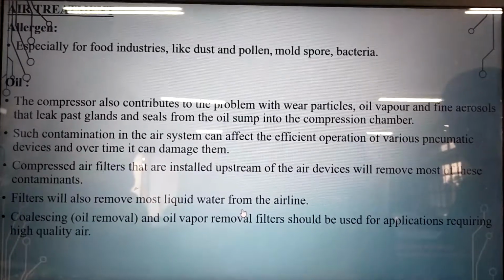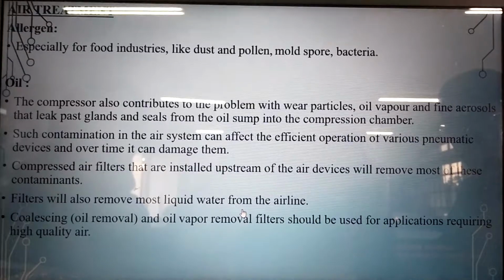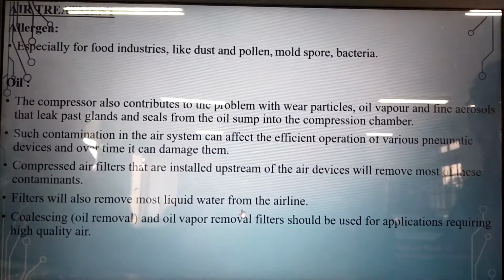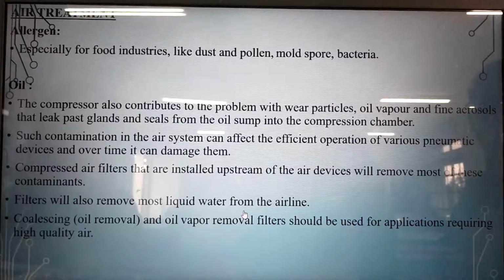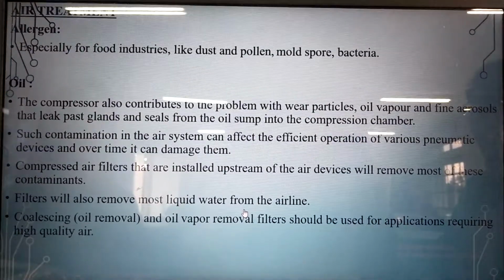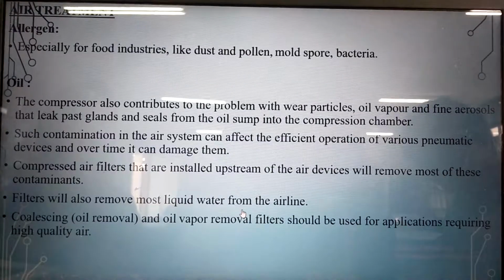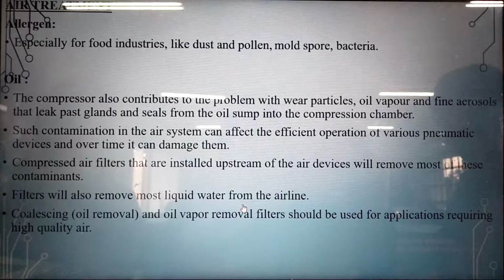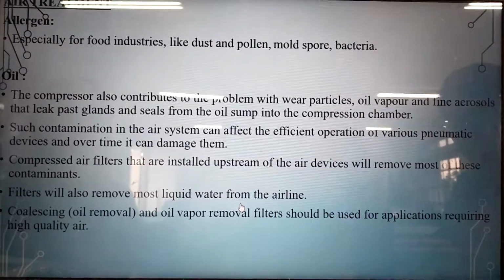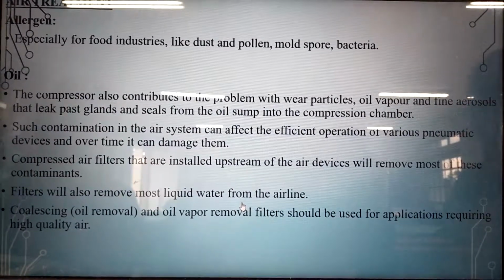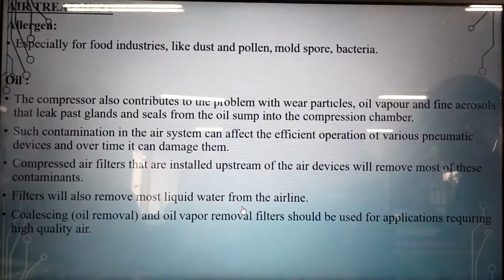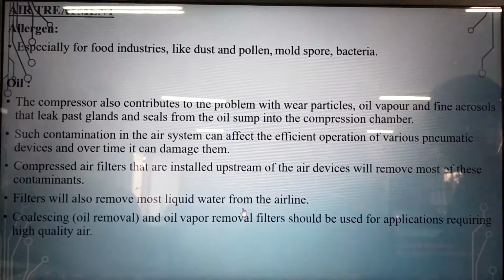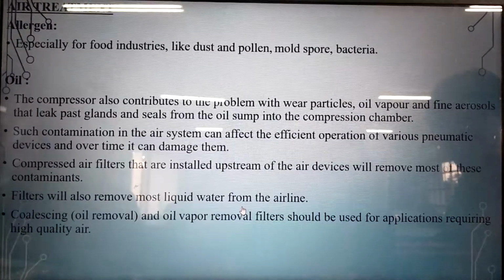Such contamination in the air system can affect the efficient operation of various pneumatic devices, and over time it can damage them. Compressed air filters that are installed upstream of the air devices will remove most of these contaminants. Filters will also remove most liquid water from the airline. Coalescing oil removal and oil vapor removal filters should be used for applications requiring high quality air.